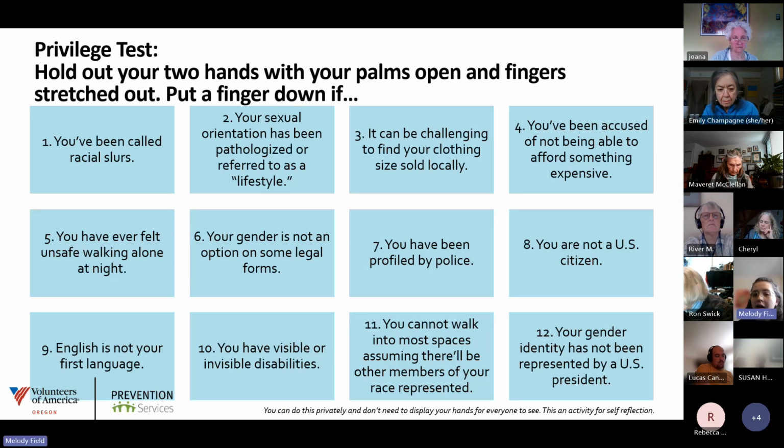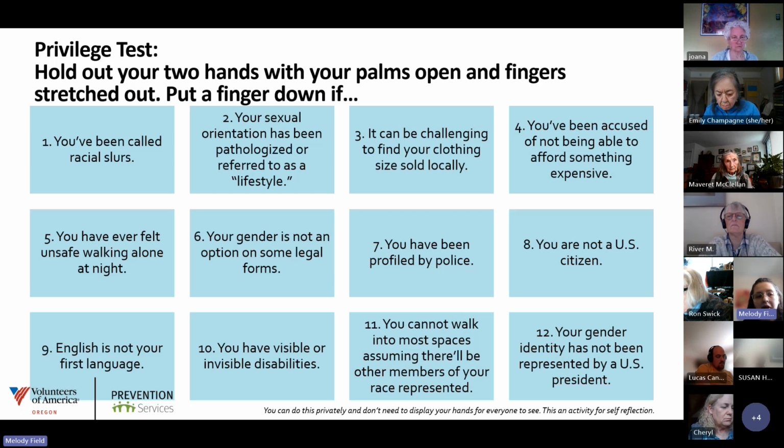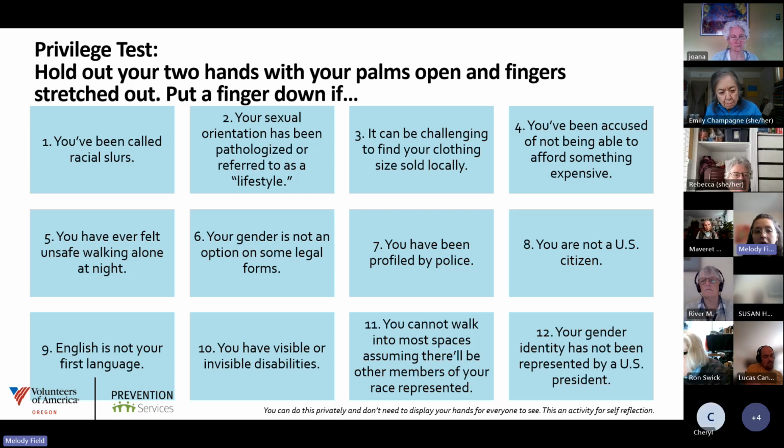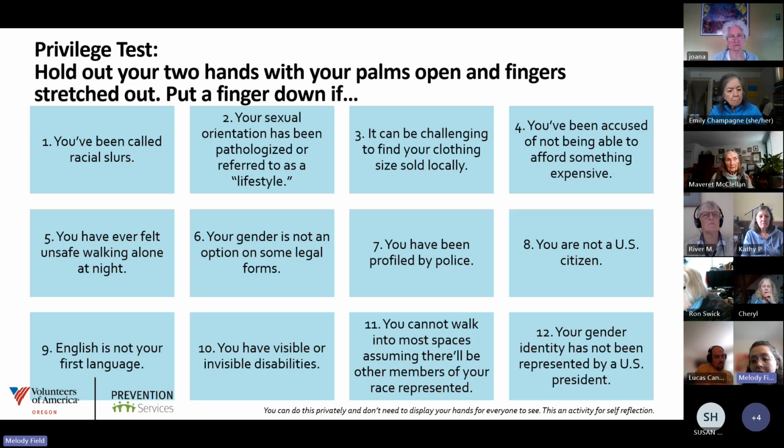So we're going to start off with a quick privilege test, and it's something you may have seen before at some point or done something similar. What I'll do is ask you to just hold out your two hands in your lap with your palms open and fingers stretched out. And then I'm going to read the prompts here and have you put a finger down if what I'm saying is relevant to you.